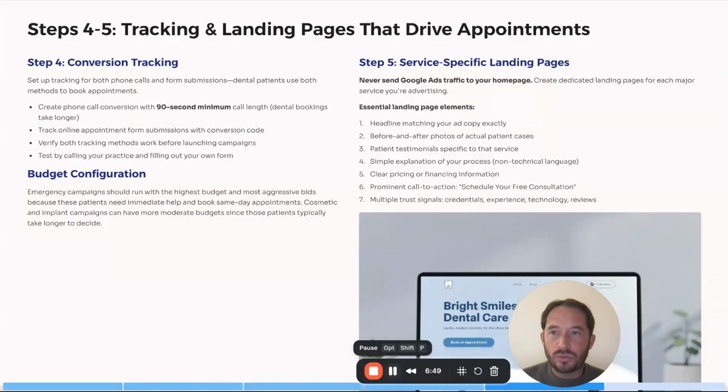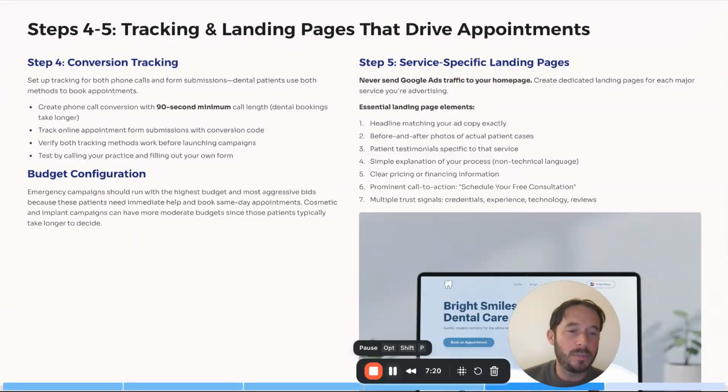The first step here really is to create phone call conversions with a 90-second minimum call length, and to track online appointments from form submissions with conversion code, and verify both tracking methods work before launching your campaigns. Test by calling your practice and filling out your own form to ensure it all works before you go live.